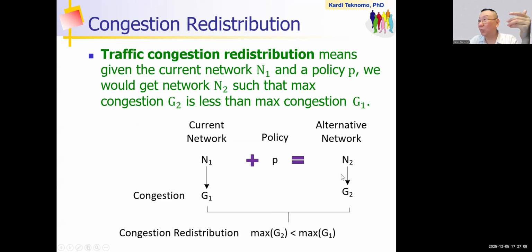So in your project, you're supposed to make it like this, right? This is the base scenario, and this is the alternative scenario. And then you compare, right? So what do you want to compare? Say in the first network, the base scenario, you have congestion matrix G1. And in the alternative scenario, you have congestion matrix G2. So now the definition of congestion redistribution is very simple. The maximum of G2, meaning the maximum over only one link, must be less than the maximum of G1. Is it or not?